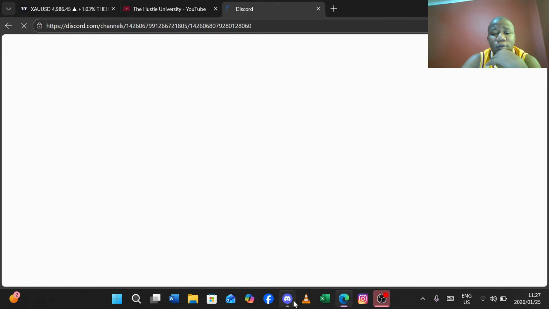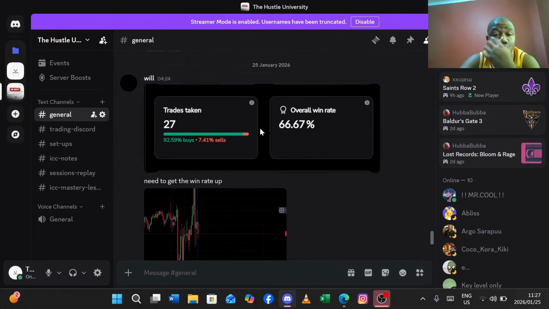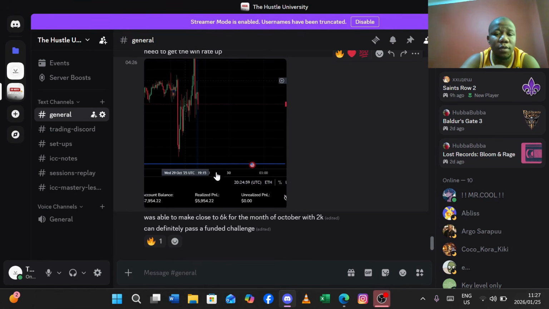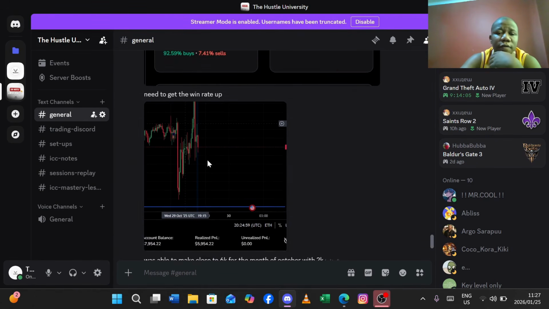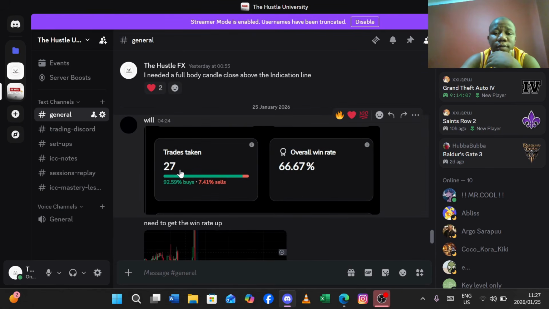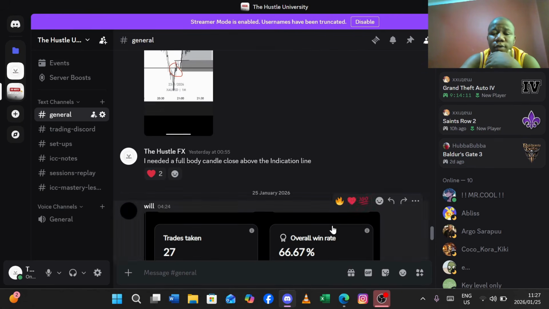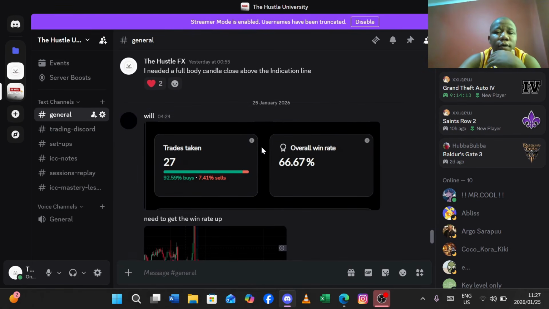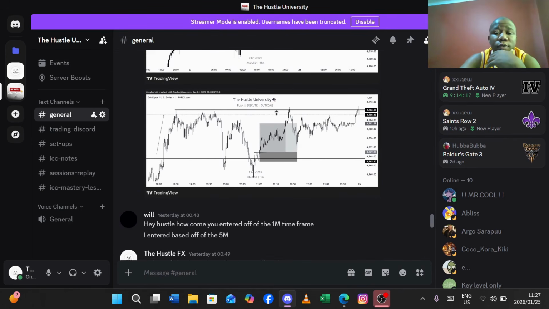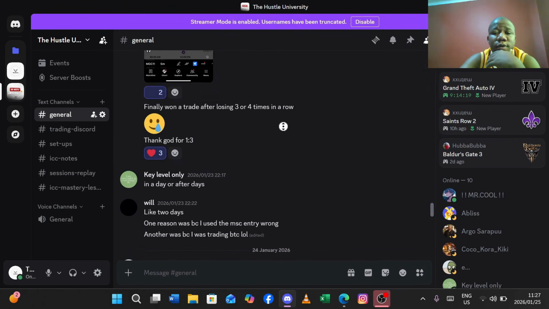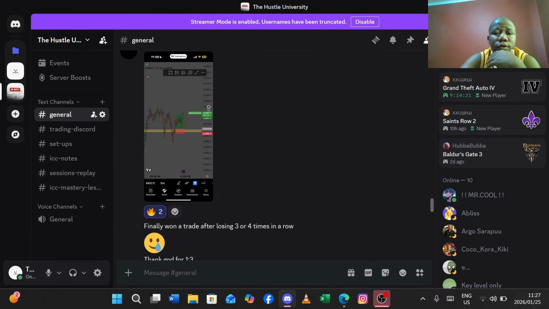I don't know why it's taking so long, but generally, we have people making, as Will is talking about, passing a funded challenge, doing 7 trades taken, and these are his overall win rate, all these kind of things. And then the one on gold also, the one is three on gold that was taken over the weekend.